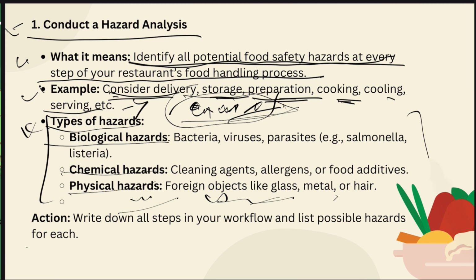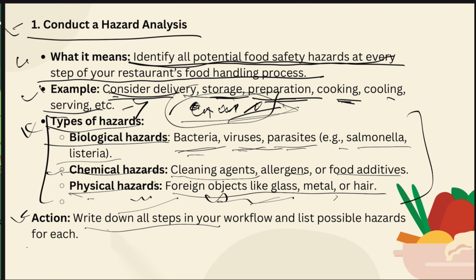We will discuss hazards in the next video. That is also a very important question. For now, you can see biological hazards: bacteria, viruses, parasites, for example salmonella and listeria. Chemical hazards: cleaning agents, allergens or food additives. Physical hazards: foreign objects like glass, metals or hair. And action: write down all steps in your workflow and list possible hazards for each.